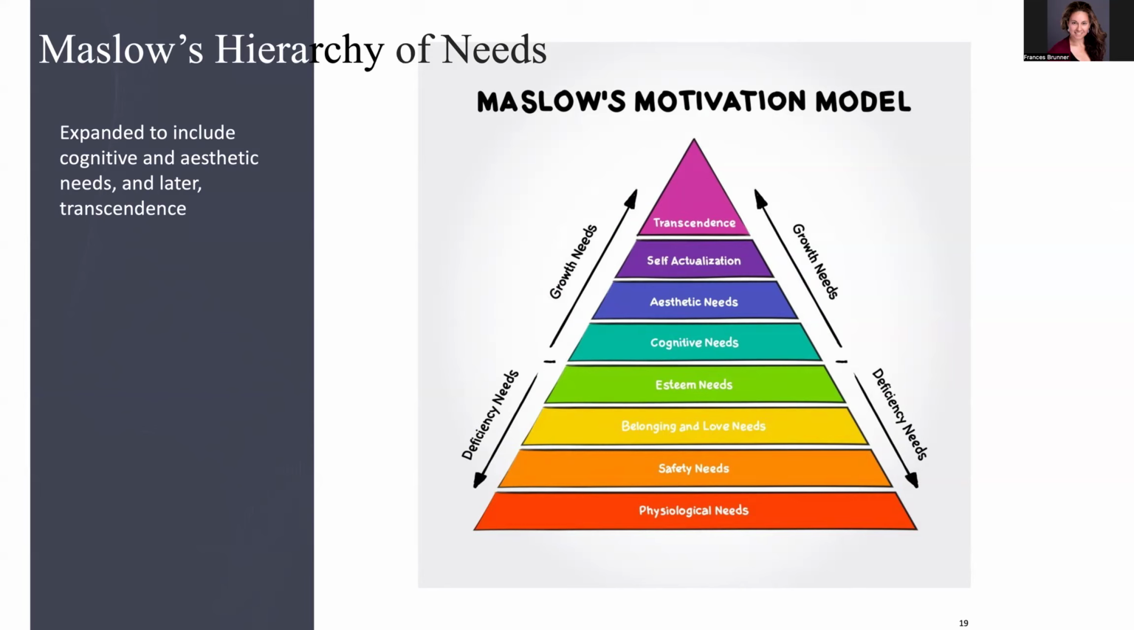So he expanded them to include the cognitive and aesthetic needs, and later transcendence above self-actualization. These can be broken into two components, deficiency needs and growth needs. And once the deficiency needs are met, one can move on to growth needs and focus on the individual towards transcendence. Maslow also points out that very few people actually reach transcendence.